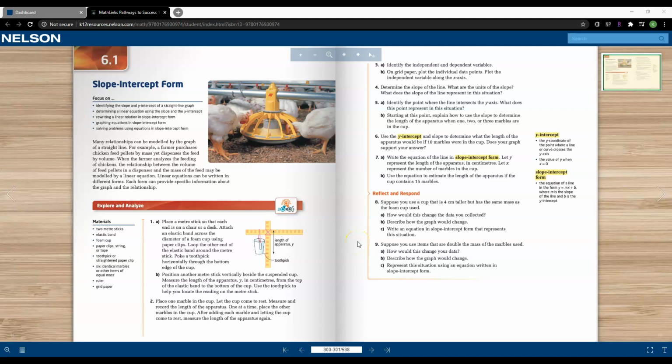Okay, for section 6.1 and 6.2, we'll go over the textbook notes. So let's start with 6.1. 6.1 is all about the slope-intercept form.